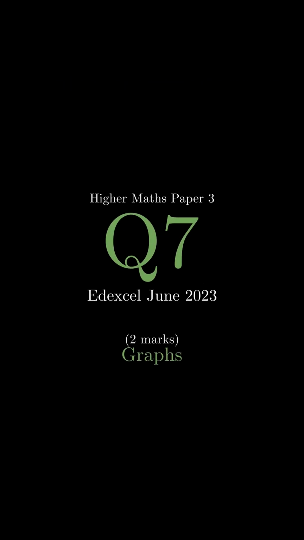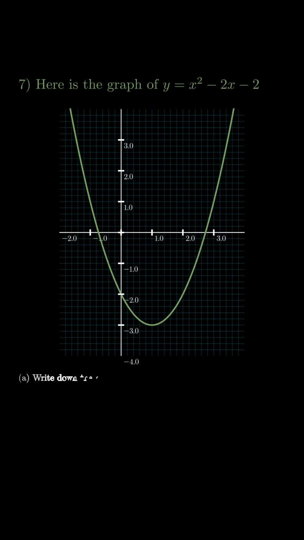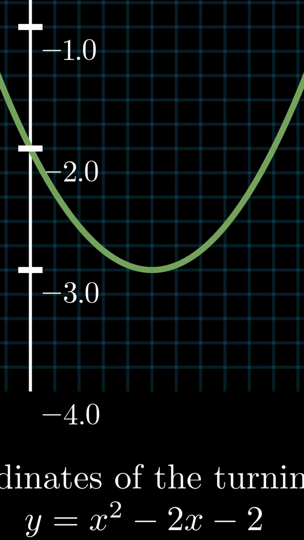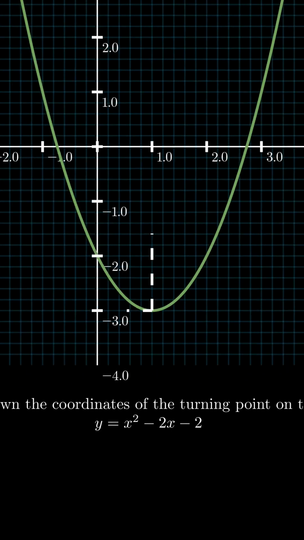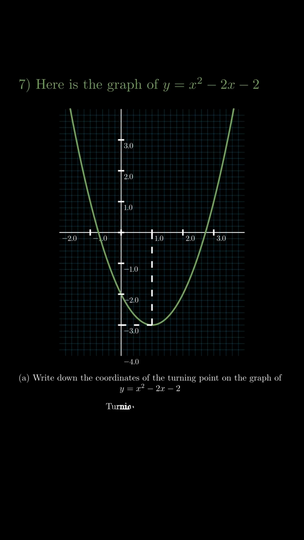Question 7. Here is a graph of y equals x squared minus 2x minus 2. Part A for 1 mark. Write down the coordinates of the turning point of the graph of y equals x squared minus 2x minus 2. The turning point is the point in the curve where the curve changes direction. So our curve first started going down and then it started going up. And that change happened at (1, -3). So that is our turning point.